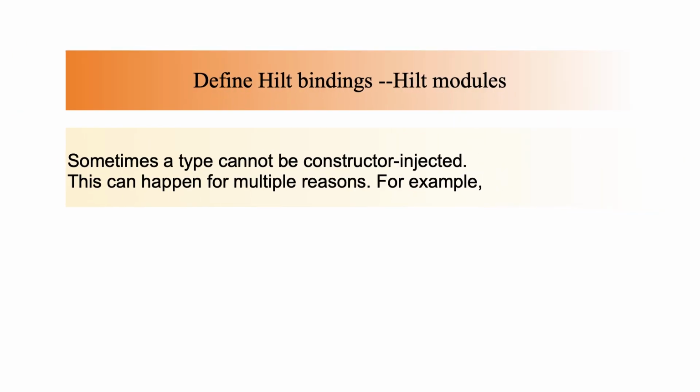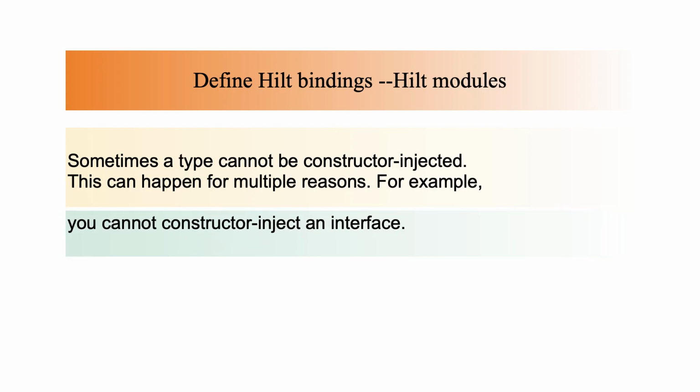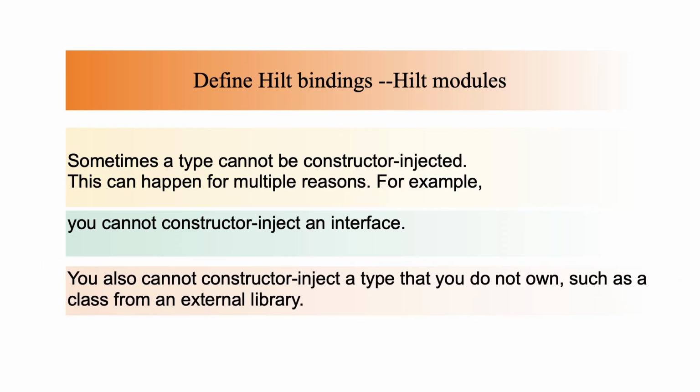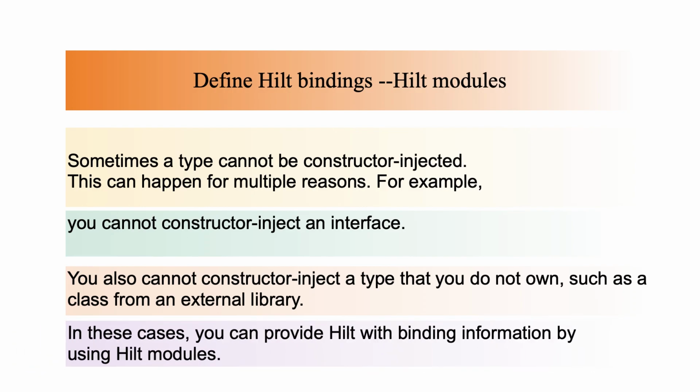Sometimes a type cannot be constructor injected. This can happen for multiple reasons. For example, you can't constructor inject an interface. Also, you can't constructor inject a type that you don't own, such as a class from an external library like Room. And in these cases, you can provide Hilt with binding information by using Hilt modules.